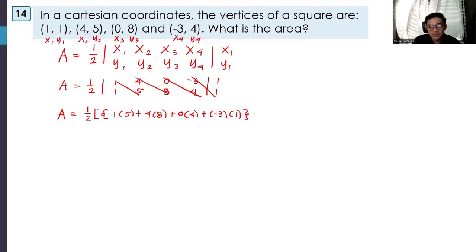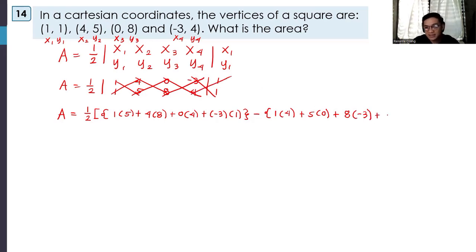Close parenthesis, minus, open parenthesis, then ito, 1 multiplied by 4, plus, ito, 5 multiplied by 0, plus, ito, 8 multiplied by -3, plus, eto, ang last, we have 4 multiplied by 1, close parenthesis, close parenthesis.